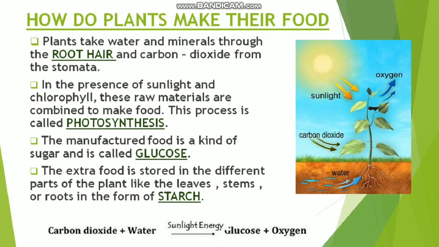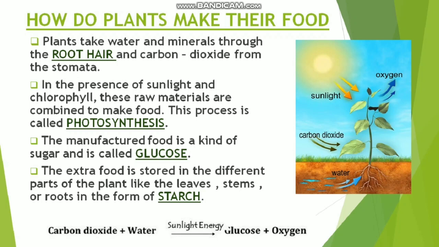So plants take water and minerals through the root hair and carbon dioxide from the stomata. From where do plants get the water? From the roots, and carbon dioxide they get from the stomata, from the surrounding. In the presence of sunlight and chlorophyll, these raw materials are combined to make food. This process is called photosynthesis.